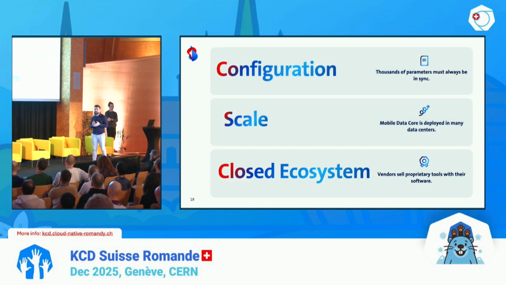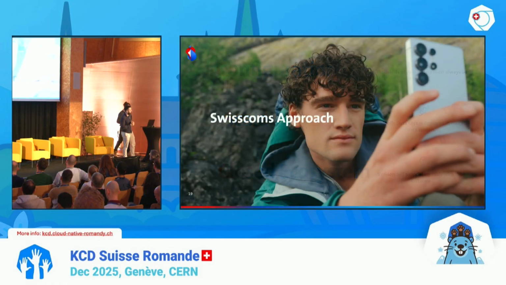And last but not least, we are in a closed ecosystem. What does this mean? There are two major vendors in the telco world providing this mobile data core. The problem is that they are not really cloud native, in the sense that we don't have open source code, there is not a lot of documentation, and it's really difficult to deal with. So now I will hand over to my colleague Fabian, who will introduce what our solution is to this problem of deploying the mobile data core.